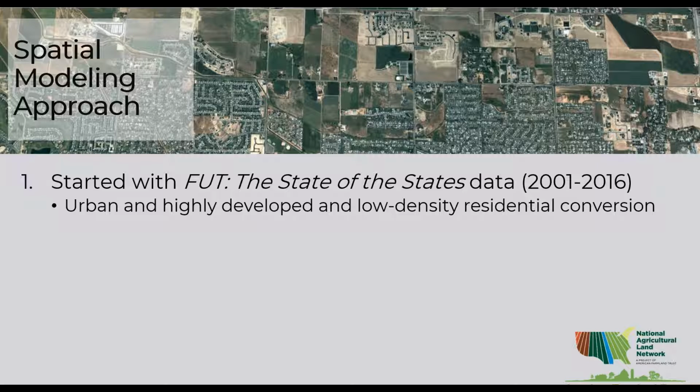We started with our Farms Under Threat: State of the States analysis. This was a conversion from 2001 to 2016. And as a reminder, that analysis mapped conversion of land to two different types, urban and high density development and low density residential development. So let's talk about those for a minute.